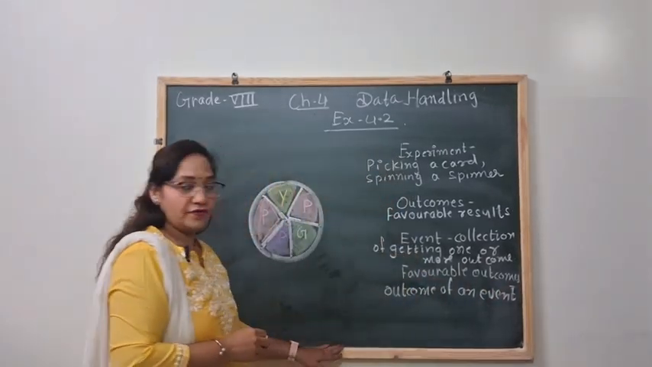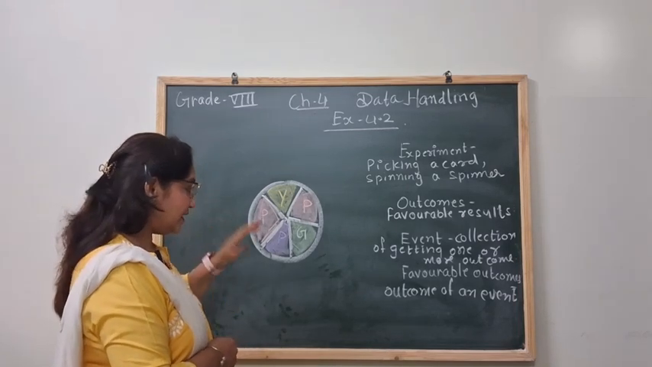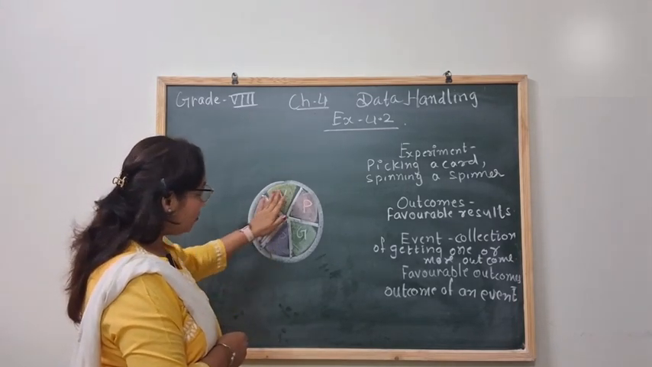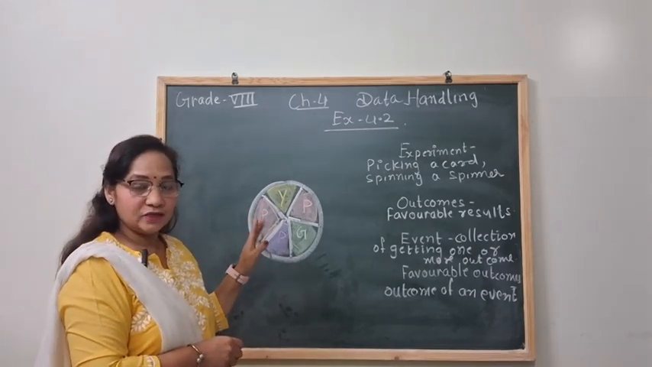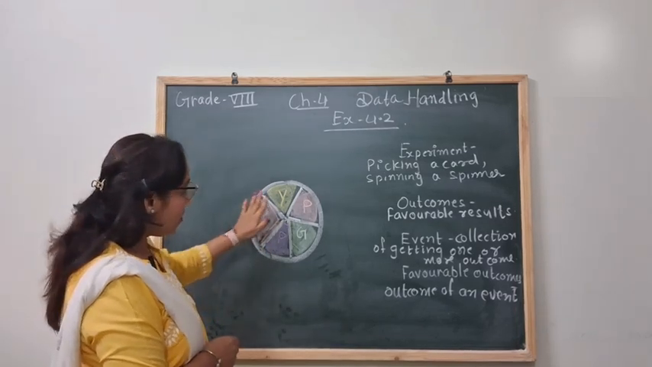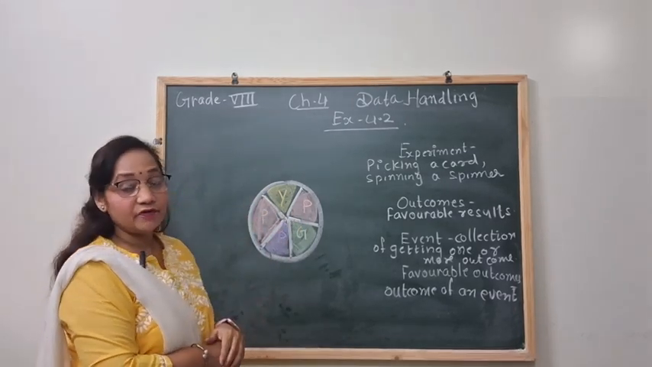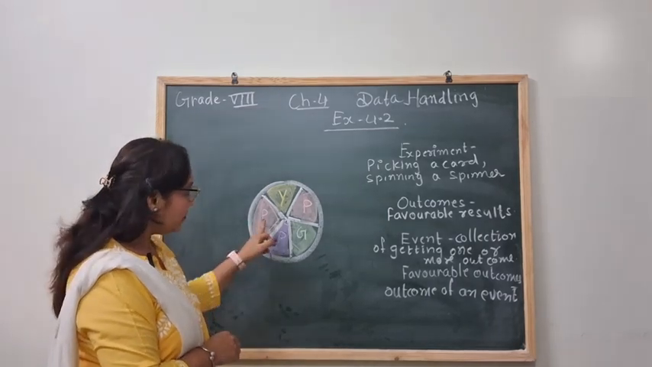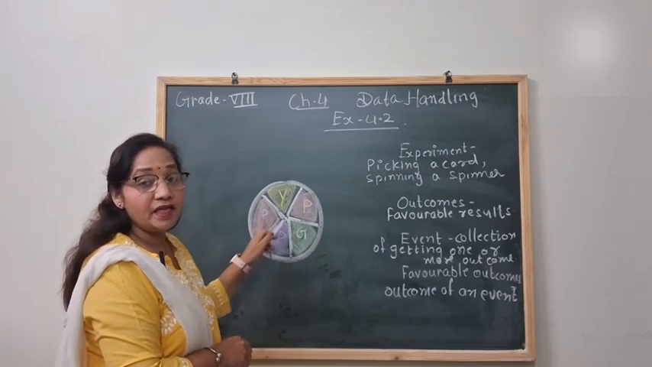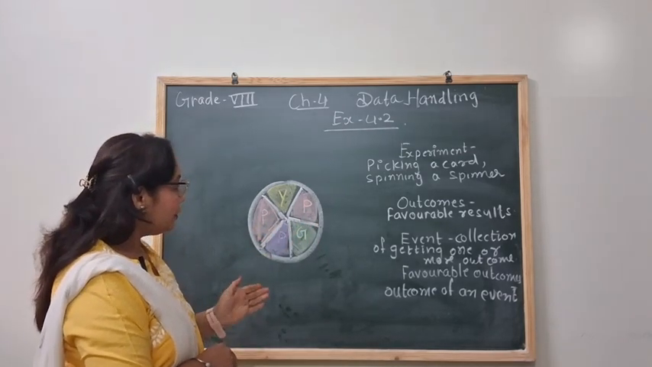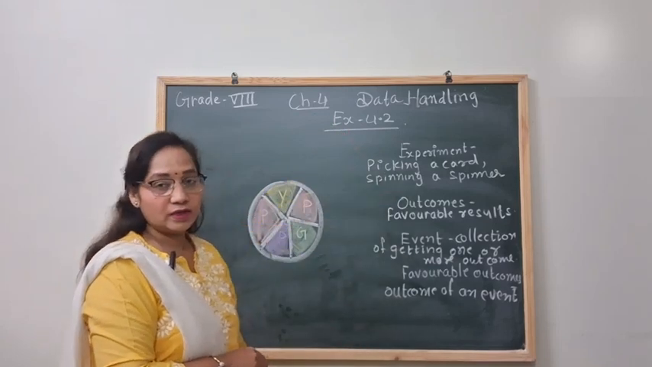Favorable outcomes means outcome of an event. Suppose I say, what are the favorable outcomes here of pink? Pink is one event. What are the favorable outcomes of getting pink? The favorable outcomes are two pinks. How many? 2.